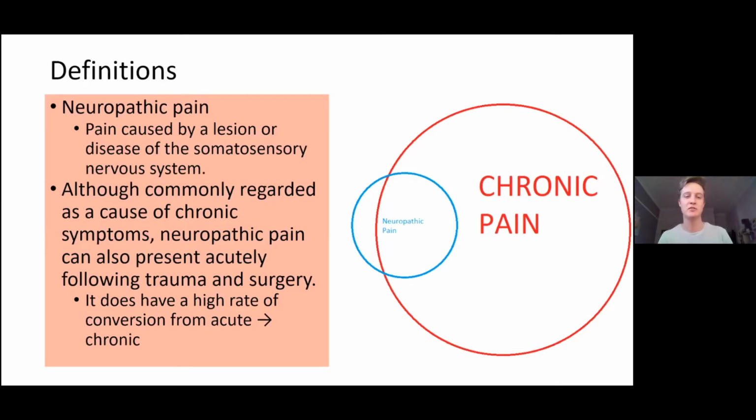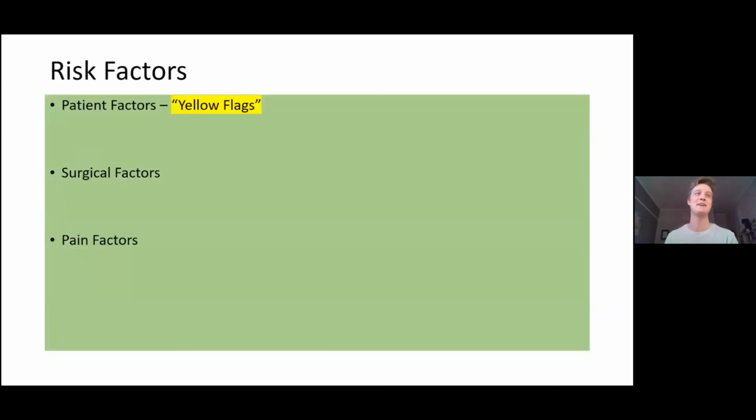When you see a patient that was in the operating theatre and their arm was in a weird place and they wake up with like an ulnar nerve palsy, that happened yesterday. They don't have chronic pain, but they've probably got a neuropathic lesion occurring there. However, it does have a really high rate of converting from an acute neuropathic injury to a chronic neuropathic pain. And we'll talk a bit about that. Tell me about some patient factors that are risk factors.